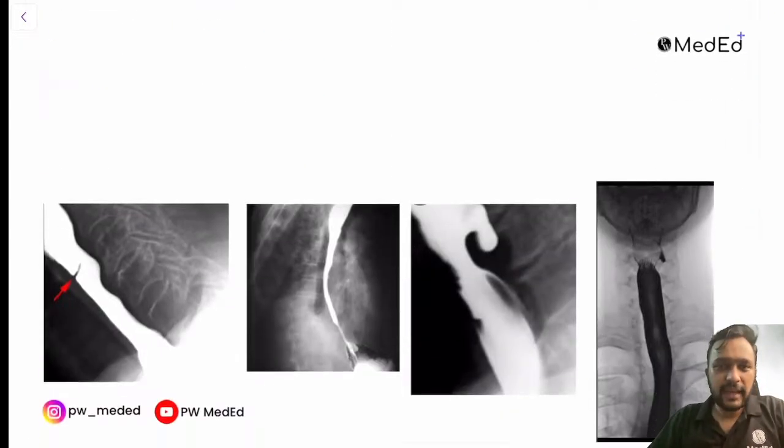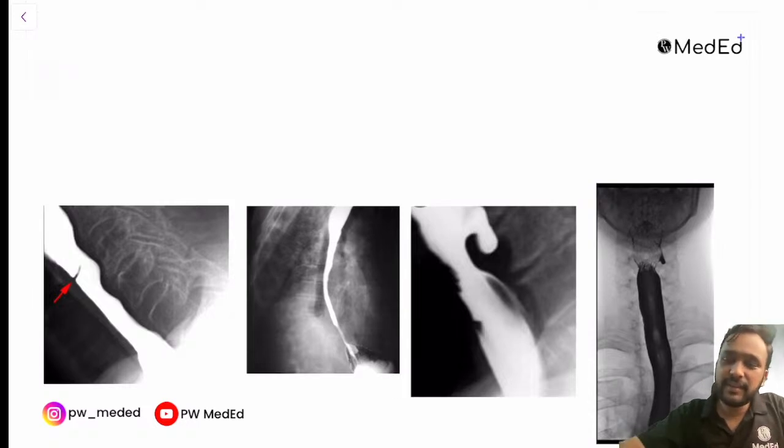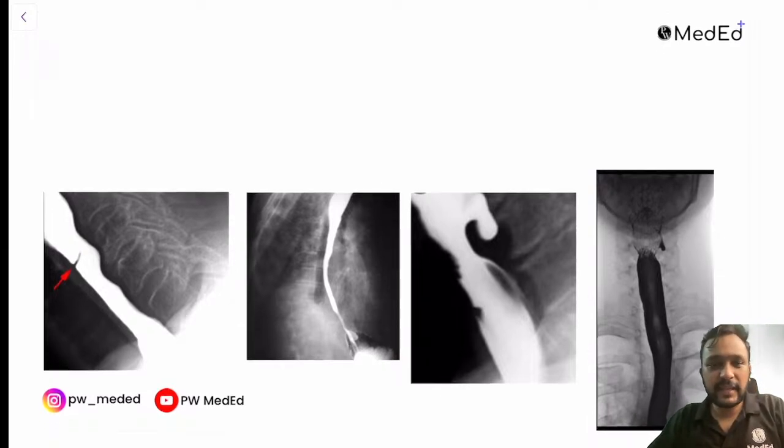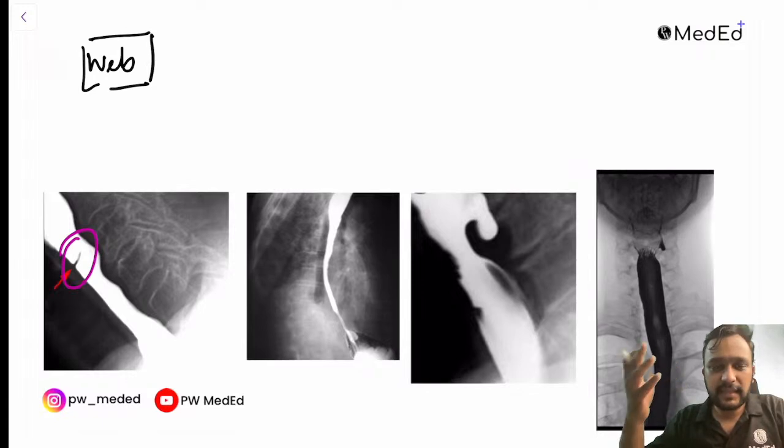So now let us have a look at a few important barium swallow images. So in the first barium swallow image, guys, what can we see? Anyone in the comment section who would like to tell me? So we can see that there is a linear defect in the esophagus. This patient presented with dysphagia and iron deficiency anemia. So this is a case of esophageal web, in which we can see a linear filling defect in the esophagus.